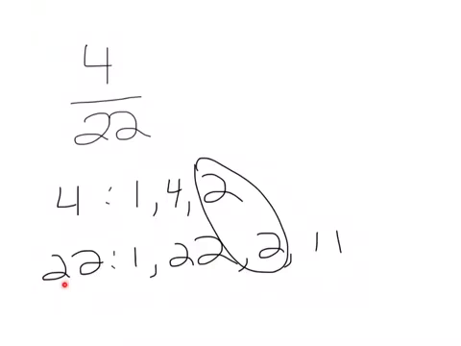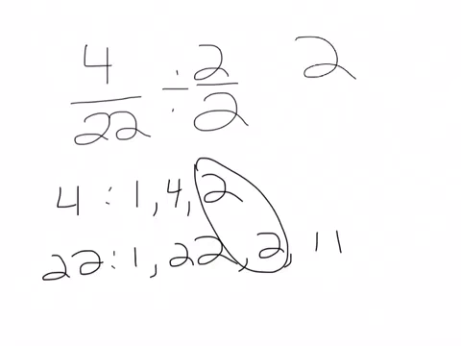And so I'm going to use that to put my fraction in simplest form. 4 divided by 2 is 2. 22 divided by 2 is 11. And my fraction is now in simplest form. Okay, and I know that also it's in simplest form because this number is prime, which means it can't be divided by any other numbers. Okay, that's just another way that you can check.